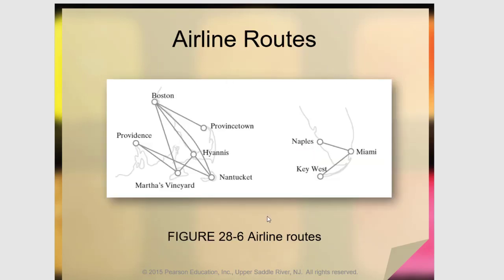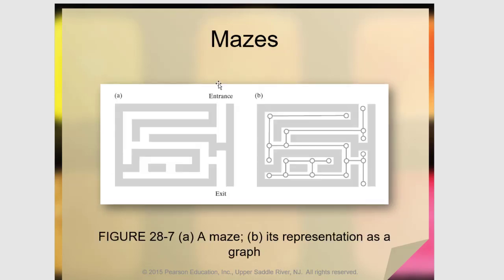Airline routes, another set of graphs here. So these are different airline routes right there. Here, this would be Florida, of course. And then if we can get from one place to another, you might have to decide based on weighting or something like that, is there a shorter path, one way or the other.